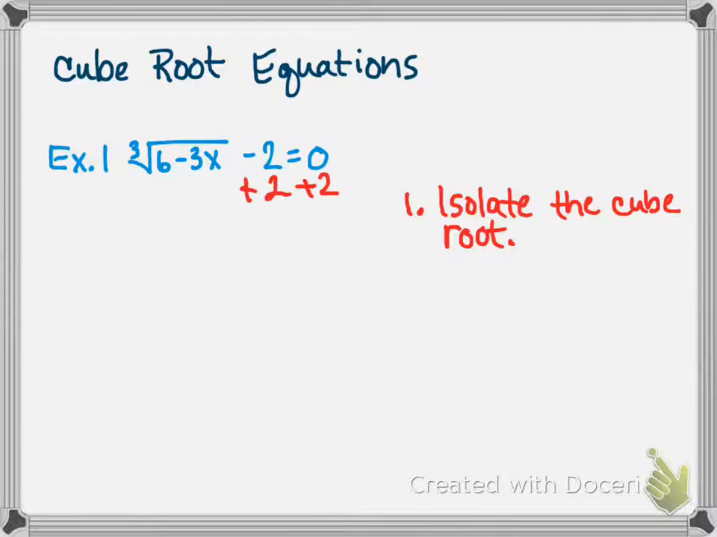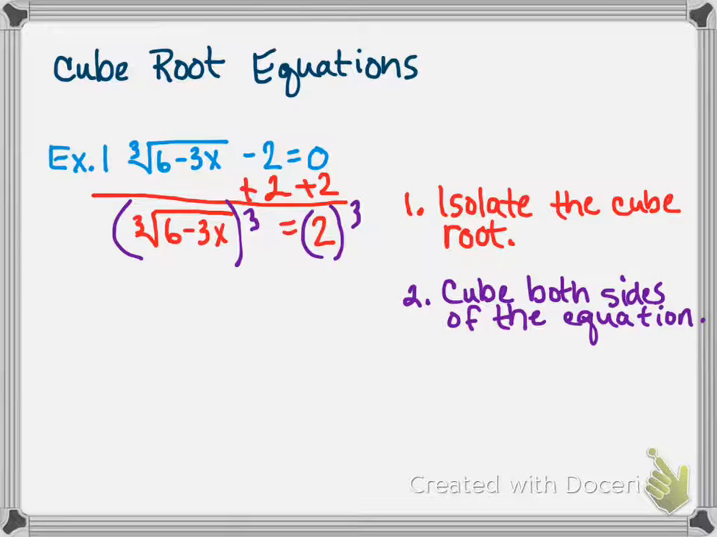So we'll start by adding 2 to both sides. We get the cube root of 6 minus 3x equals 2. Now, cube both sides of the equation. On the left side we get 6 minus 3x, and then 2 cubed is 8. So 6 minus 3x equals 8.